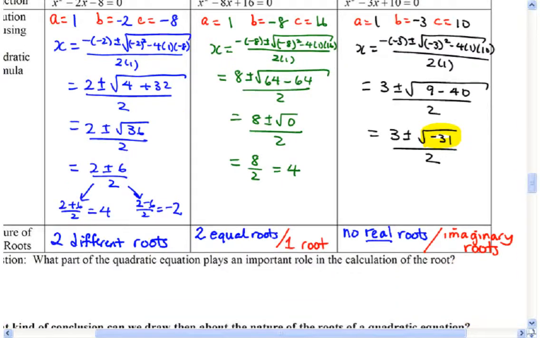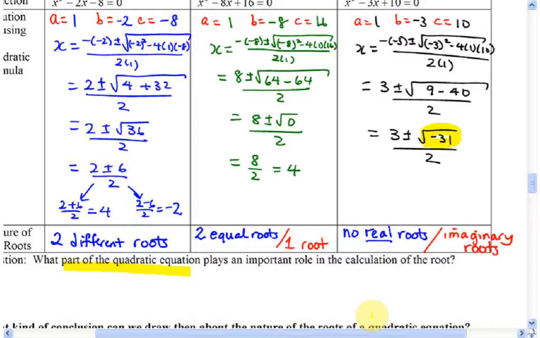Now, ladies and gentlemen, here's the big part for today, okay? Look at all your work from above, okay? Ladies, please, okay? Look at all your work from above. And I'm going to ask you, what part of the quadratic equation actually plays the role in the calculation of how many roots you get? Which part makes it so that you get two different or one or no roots? Which part of the quadratic formula makes the difference there?